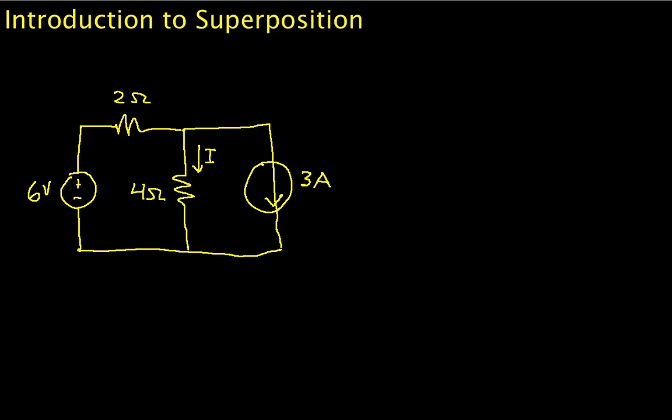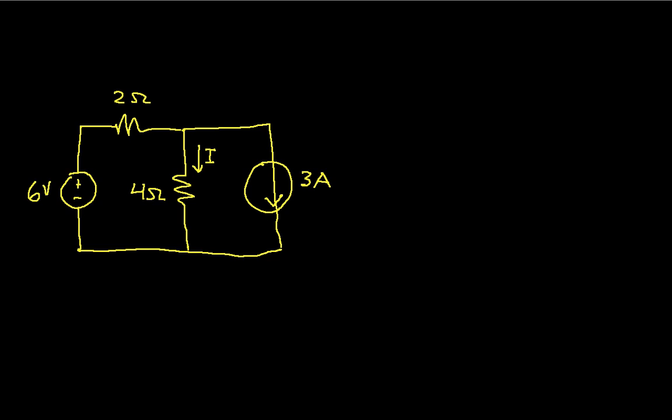In this video, we introduce the principle of superposition. We'll talk a little bit about why it's useful, and then we'll do an example to show how you apply it to solve circuits. So superposition basically says that any voltage or current in a circuit is the sum of the voltages or currents due to each individual independent source alone.